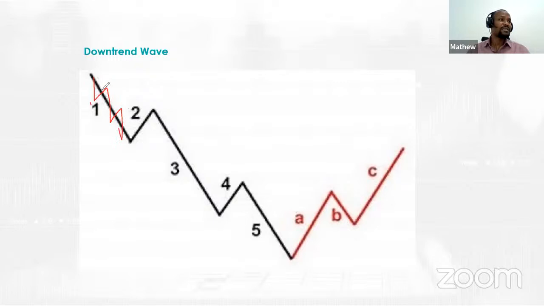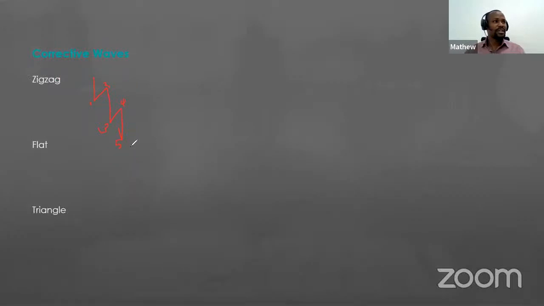For example, you have 1, 2, 3, 4, and this is 1, 2, 3, 4, and then you have the wave 5. After that, you have the corrective one taking ABC, just 3 moves. We also look at how the ABC patterns are likely to form. Exactly. Okay, so let's check out something about the corrective waves.